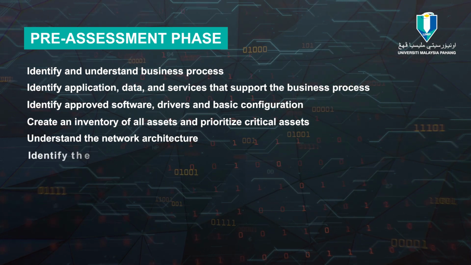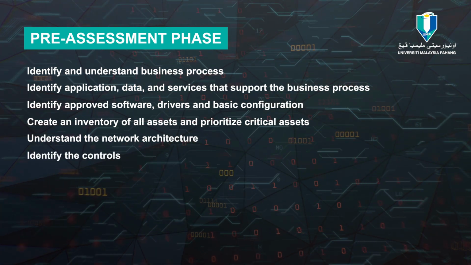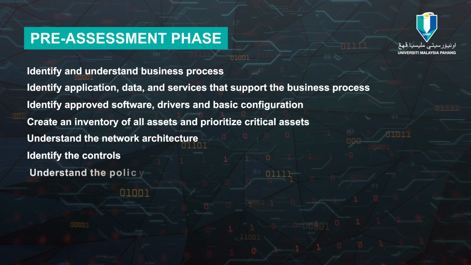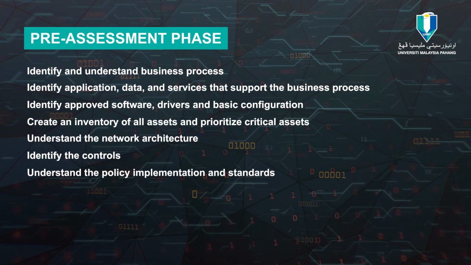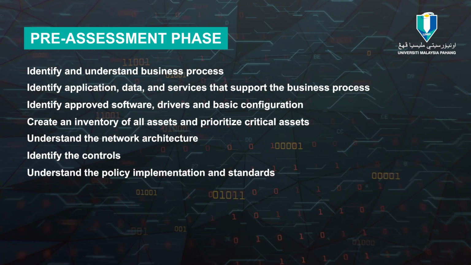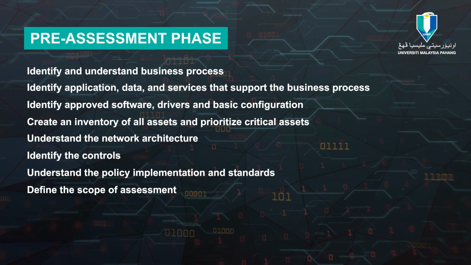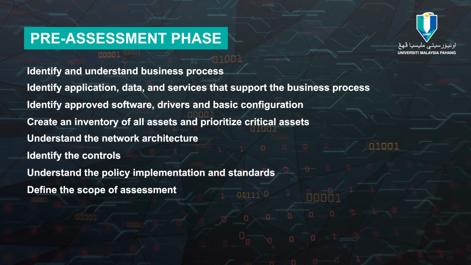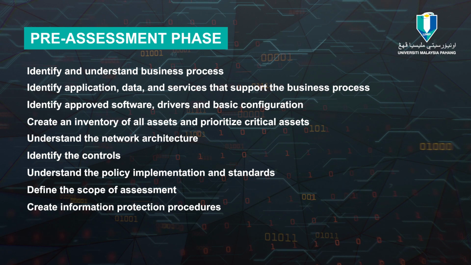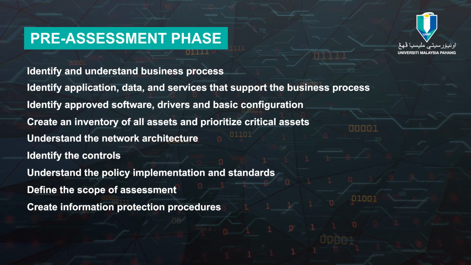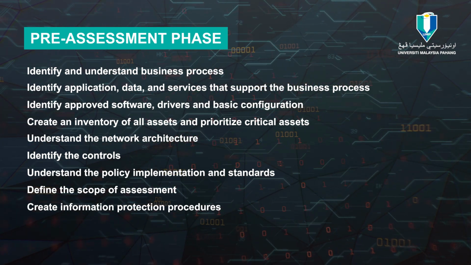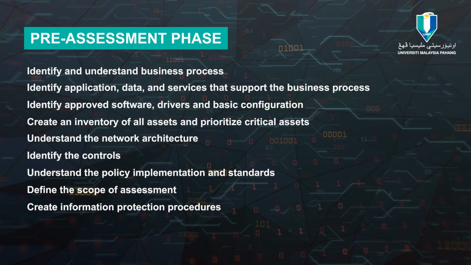Number 6, identify the controls already in place. Number 7, understand policy implementation and standards compliance. Number 8, define the scope of the assessment. Number 9, create information protection procedures to support effective planning, scheduling, coordination, and logistics.